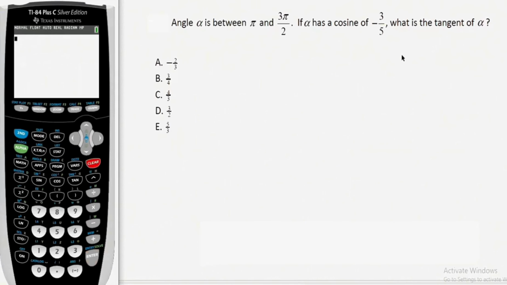That will be the answer to this question, where x is replacing theta, the angle. So now we ask, what is the tangent of alpha? So just press tan x, where x is the value we stored. Press enter. So we have it to be negative 1.33.